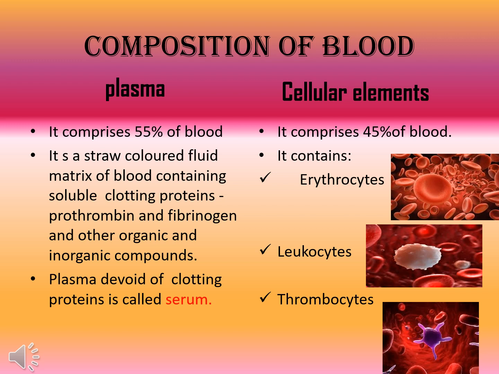And the next one is leukocytes, that is the WBCs. These are cells. These are pukka cells only. That's white blood cells. And thrombocytes, which are platelets.